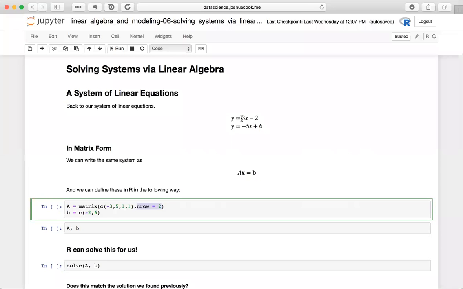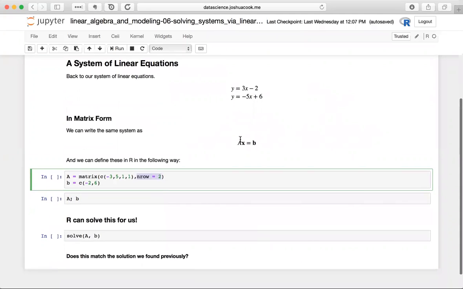Okay, welcome to the 6th video in the linear algebra and modeling sequence. This is called Solving Systems via Linear Equations. And if you recall, in the past lesson we took this system of equations and rewrote it using matrix notation. So we did this.